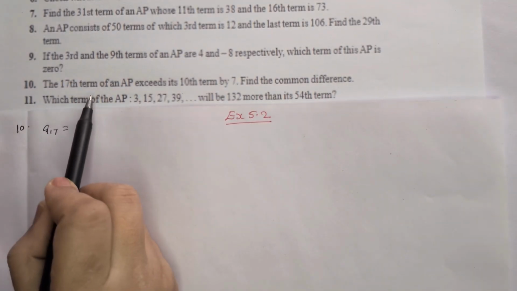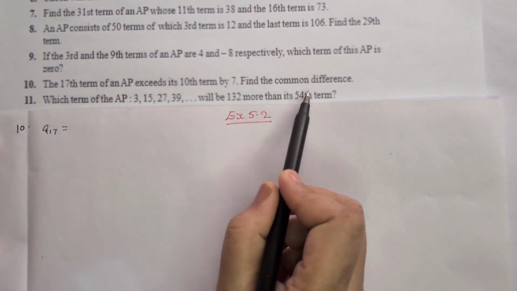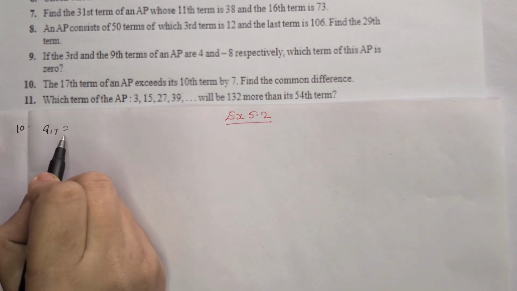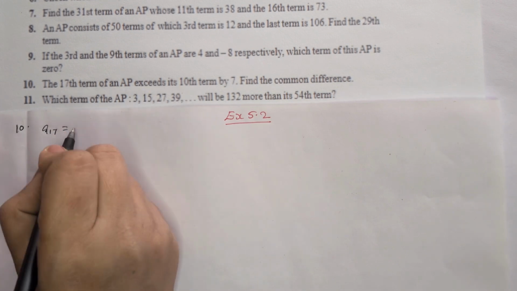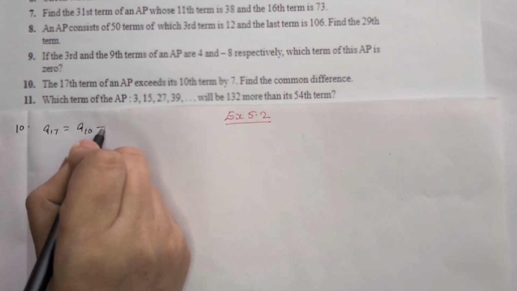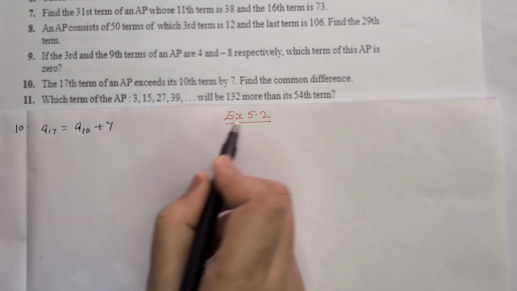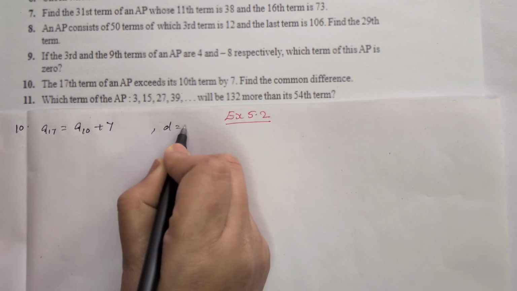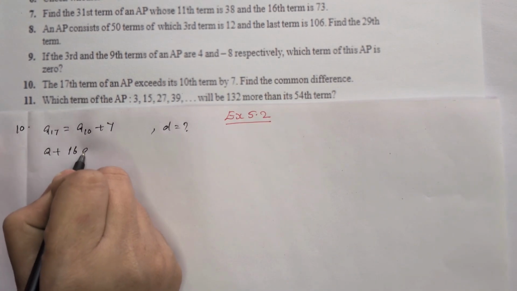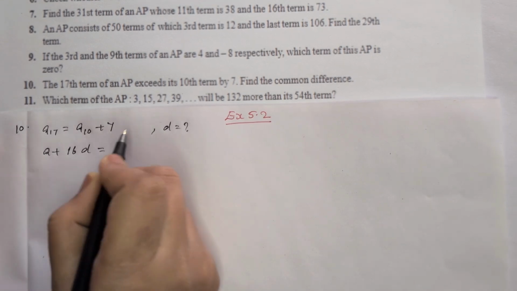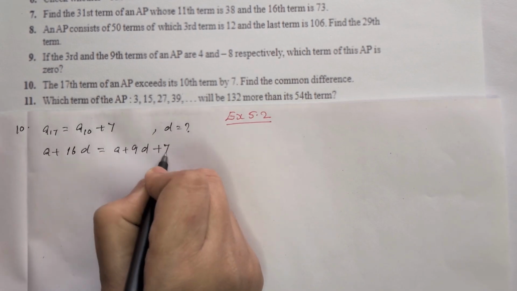Question number 10. The 17th term of an AP exceeds its 10th term by 7. Find the common difference. The 17th term of the AP, that means A17, exceeds its 10th term, A10, by 7. That means A17 is equal to A10 plus 7, and we have to find the common difference. So A17 we can write as a plus 16d, which is equal to A10, which we can write as a plus 9d, plus 7.